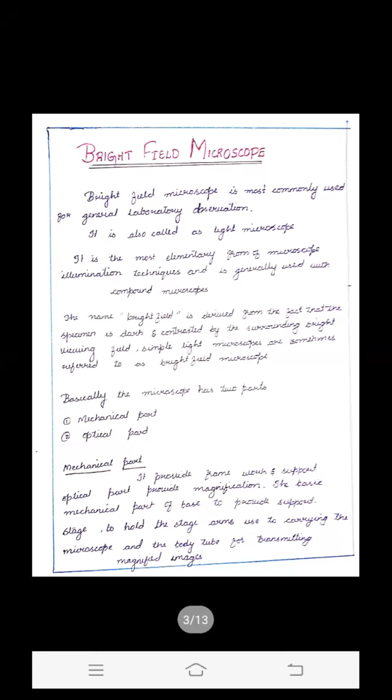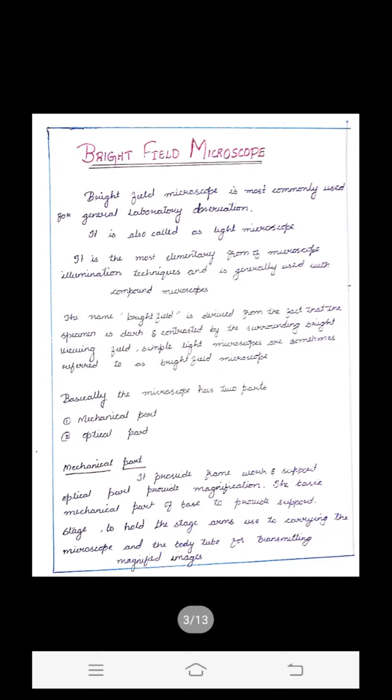Good afternoon, friends. Today I would like to discuss the bright field microscope. The bright field microscope is most commonly used for general laboratory observation. It is also called the light microscope, which is commonly used in our labs. It is the most elementary form of microscope, used with illumination techniques and generally used as a compound microscope.